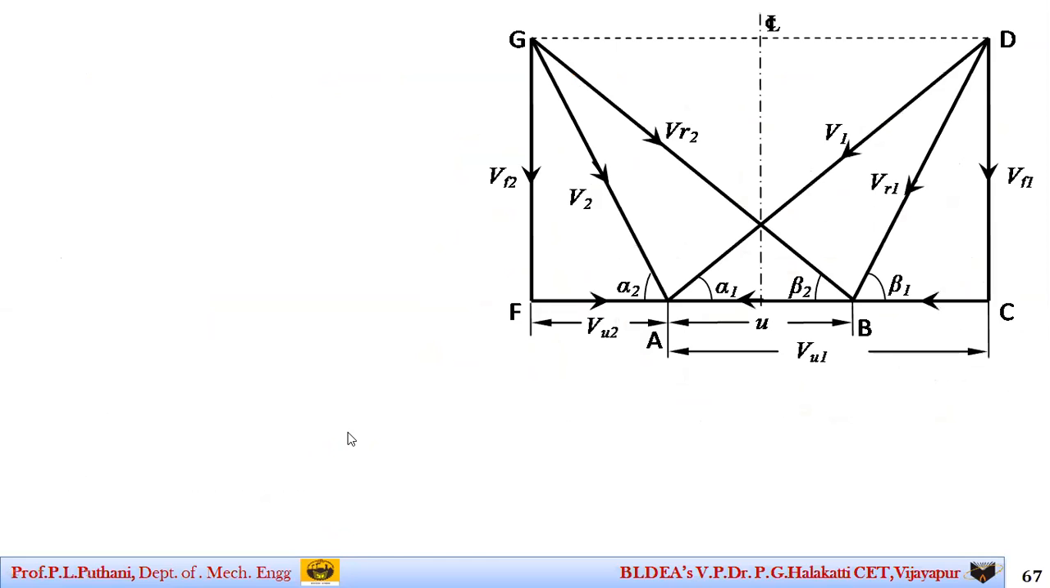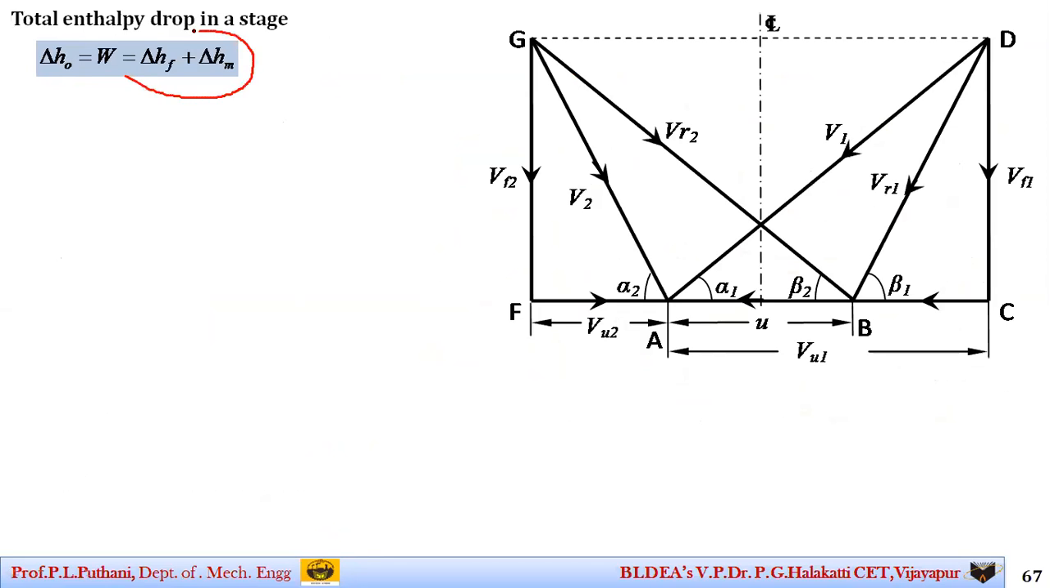Now, you can write this for a particular stage, and always remember a stage means a combination of both fixed and moving blades together. So here I am finding the total enthalpy for a given stage, that is W is equal to delta Hf plus delta Hm, considering the fixed blade and moving blade together. This is what Euler's energy equation itself is.